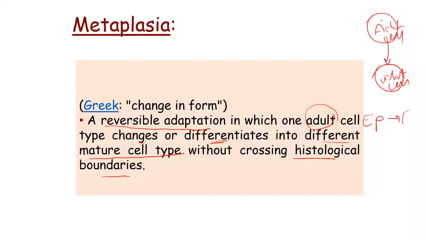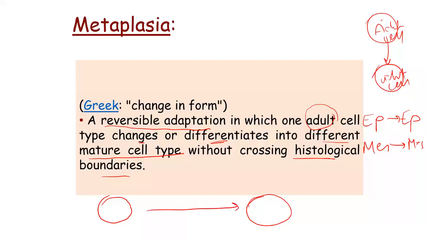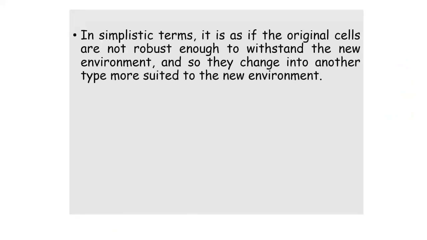So I have the change of one kind of epithelium into another kind of epithelium, and this occurs in cases when there is chronic irritation and this type of epithelium can't cope with this irritation, so it changes to another type that can adapt to this irritation. In simplistic terms, it is as if the original cells are not robust enough to withstand the new environment. I have a new environment, and the original cells cannot withstand it, and so they change into another type that is more suited to the new environment.